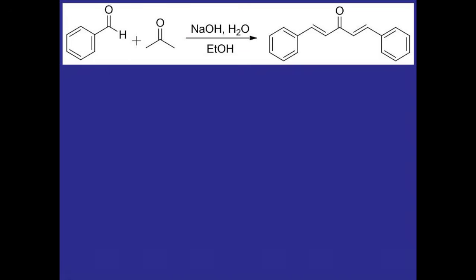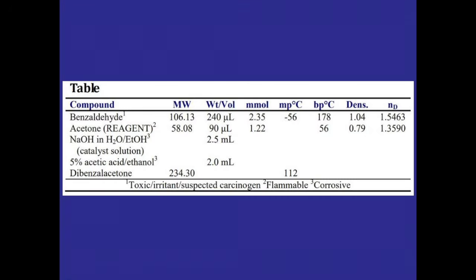Here's the reaction that we'll be doing. We're taking benzaldehyde and reacting it with acetone using sodium hydroxide to initiate the reaction to form dibenzyl acetone. Notice that there are two aromatic rings on the product, meaning that two benzaldehyde molecules are required to react with each acetone molecule. So when looking at the millimoles to calculate your percent yield, keep that in mind and remember that benzaldehyde will be used up twice as fast as the acetone.